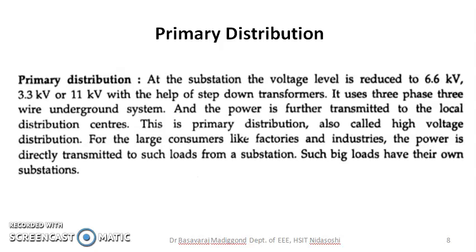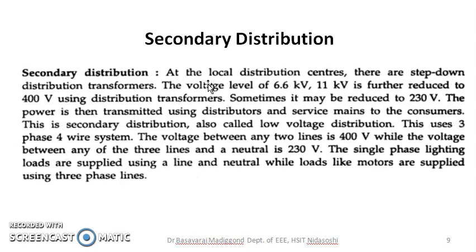Okay, and finally we come to secondary distribution. At the local distribution centers, there are step-down distribution transformers. You have seen this in your locality. You can see the transformer. You generally call it a TC, right? So here, the voltage is further stepped down to 400 volts or 230 volts. The power is then transmitted using distributors and service mains to the consumers, local consumers like domestic consumers. This is secondary distribution, also called low voltage distribution.